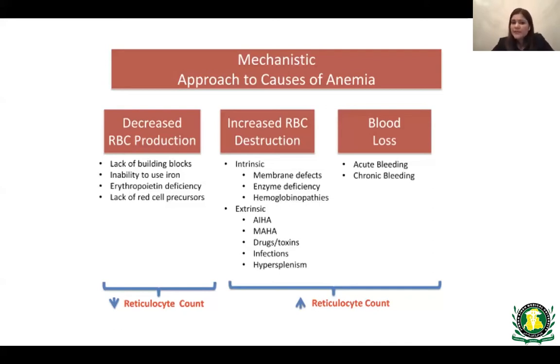Blood loss is fairly simple. So acute bleeding and trauma, we have gunshot victims who come in, we have GI bleeding, all those things, acute bleeds. And then there's chronic bleeding with chronic processes, we talked about that as well.